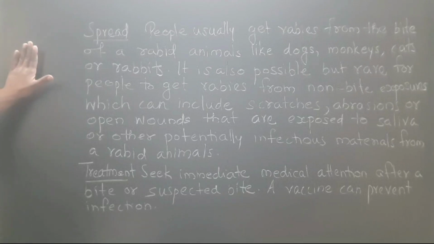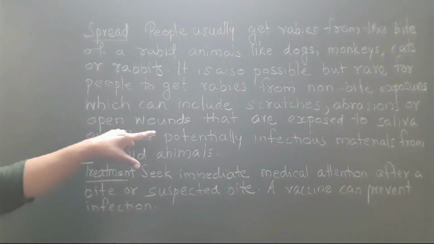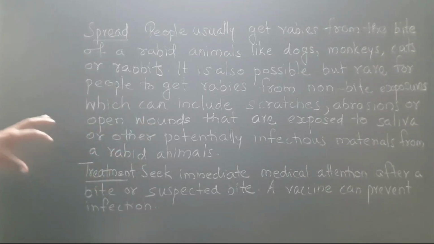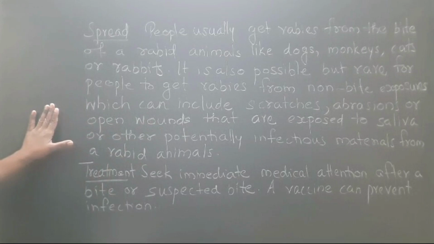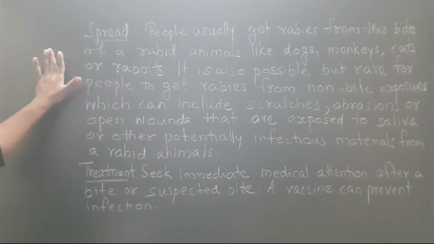It is also possible but rare for people to get rabies from non-bite exposures, which can include scratches, abrasions or open wounds that are exposed to saliva or other potentially infectious materials from rabid animals. Not only from their bite do we get infection, but even from their saliva or other potentially infected materials. If you have scratches, abrasions or open wounds on your body and they are exposed to this saliva or other infected materials, then there is a chance for us to get rabies.